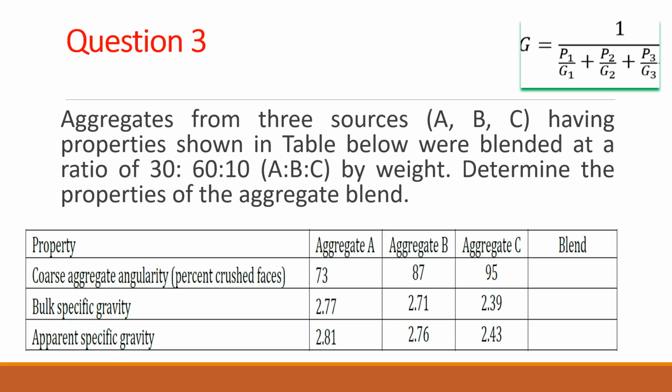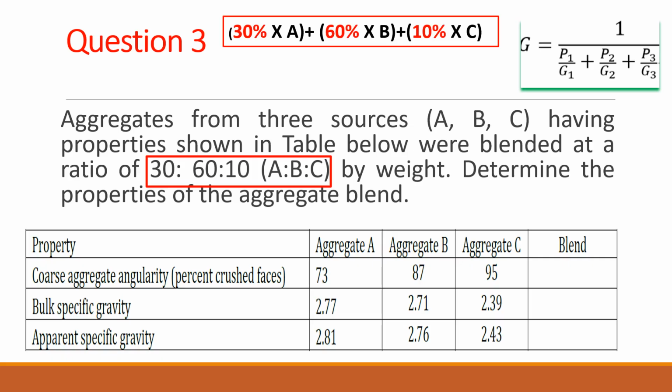Yes, that's right. So we do the same equation we used before, like this, isn't it? 30% from A, 60% from B, and 10% from C. So do we all get the same number, 83.6? Okay.